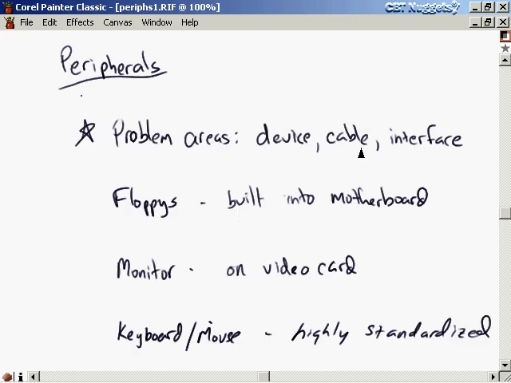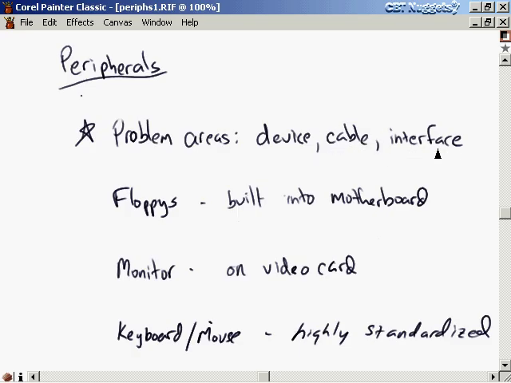Then there's the cable that hooks the device up to the interface, and if that's faulty or loose, you're going to run into problems. But that's easy enough to test. You can snug up the ends and see if it works, and if that doesn't work, then replace it with a cable from some other computer. Put it in here and see if that makes the whole thing work. If it does, then you'll know it's that initial cable that was bad.